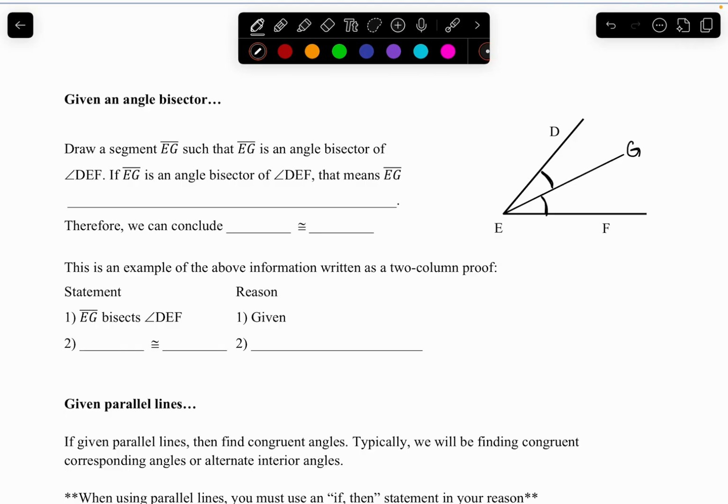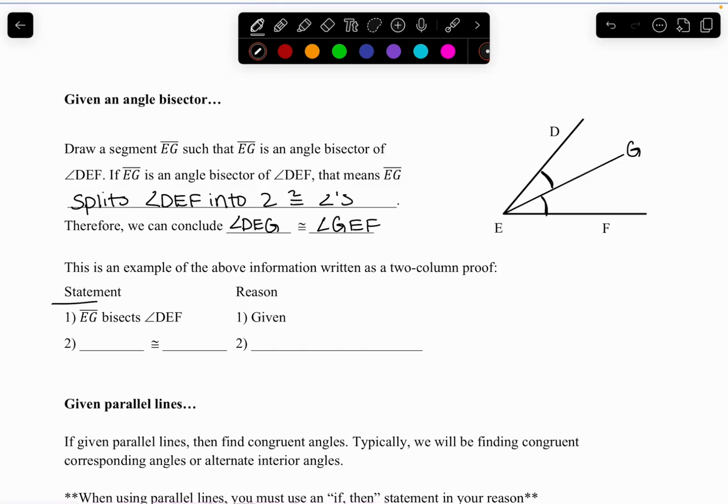Whenever you have an angle bisector, it cuts your angle in half, just like a midpoint cuts a segment in half, okay? This says if EG is an angle bisector, that means that EG splits angle DEF into two congruent angles. Therefore, we can conclude what angle is congruent to what angle. We would have to say angle DEG is congruent to angle GEF.